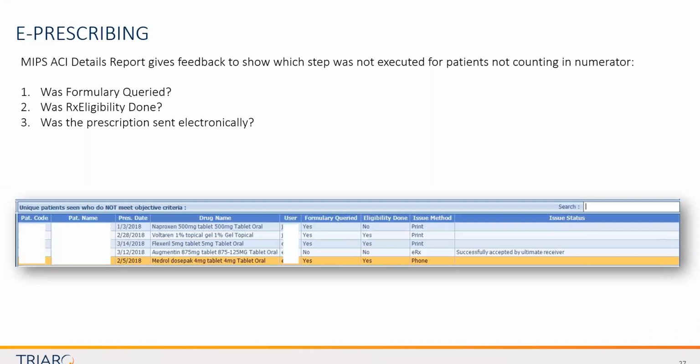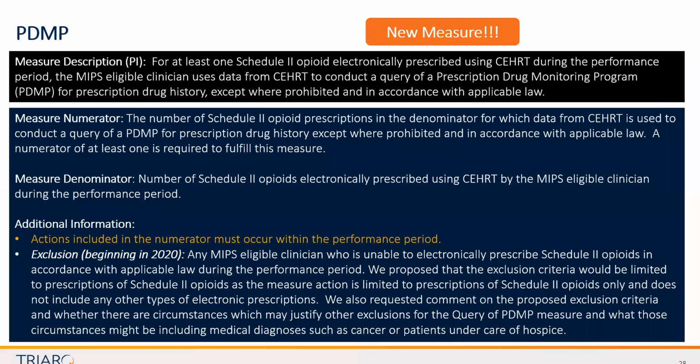So it helps you identify any of the workflows that are failing, that are causing the patients to not count in your numerator. So this is meant to help you find that person who maybe just wasn't sure what the wrong workflow is. Okay, PDMP, the new measure.